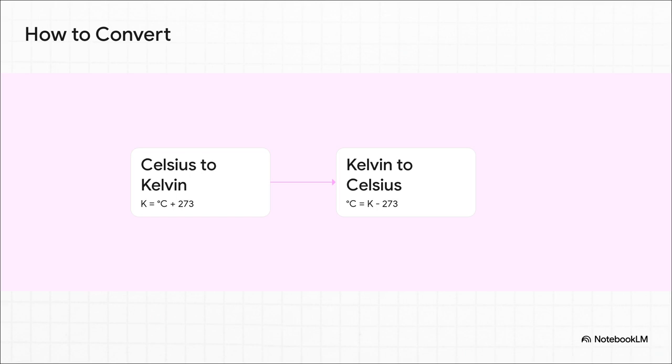To go from Celsius to Kelvin, you just add 273. And to go from Kelvin back to Celsius, you just subtract 273. That's it. Simple. We're using 273 as a nice round number here. Scientists use 273.15 for more precision.